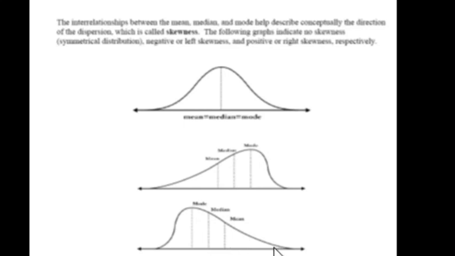For a skewed right distribution, it would be opposite. The mean gets pulled towards the higher values. So mean is the largest, then median is smaller than the mean, and mode will be the smallest.